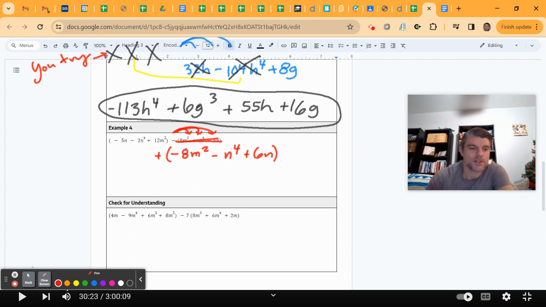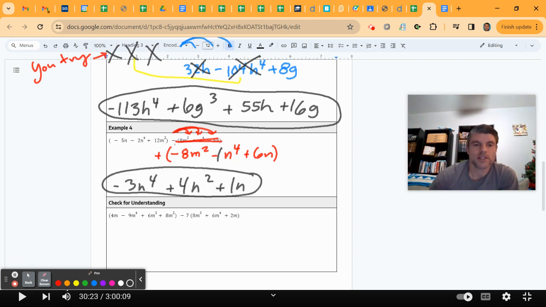You try it first. All right, so you can see that the highest term, n to the fourth power, is going to be negative 3n to the fourth. Then your 12 plus negative 8 is going to be positive 4n squared. And then negative 5n and 6n is going to be positive 1n. All right, so go ahead and try this one. I'll put the answer up.